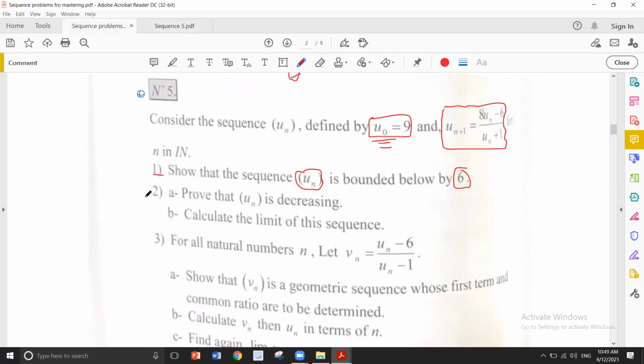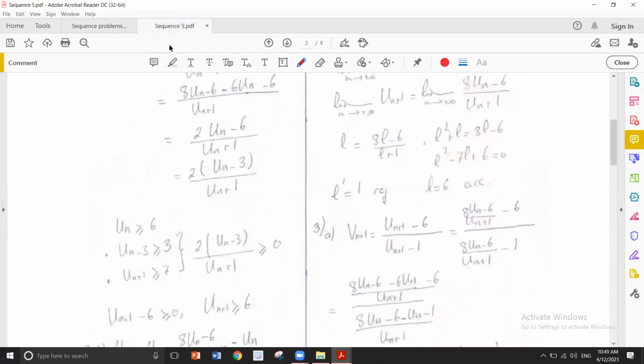Part A, prove that un is decreasing. How to prove that the sequence is decreasing? We take un plus 1 minus un. What will be its sign? Un plus 1 minus un, for the sequence to be decreasing, will be negative.